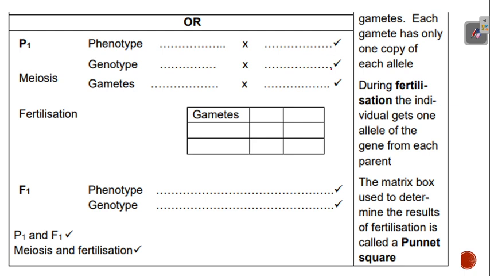Phenotype the parents, and then genotype the parents. We're going to get to that later on. And then the gametes, and then we use a Punnett square for fertilization.